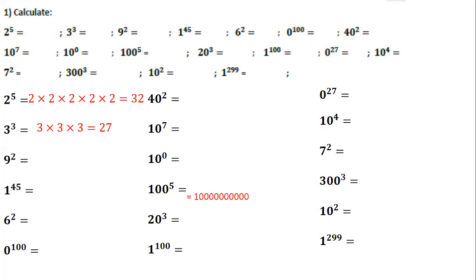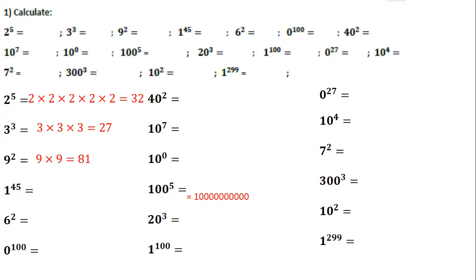Now I move quickly to Leah. Yes, Leah. 9 squared. How do we write it as a multiplication sentence? 9 times 9. The answer is? 81. Well done. So 9 times 9 equal 81. Now I have 1 to the power 45.